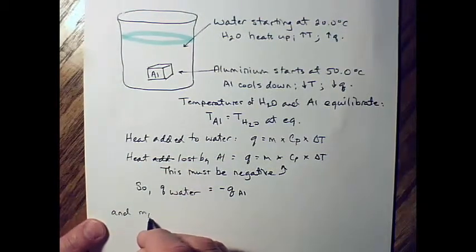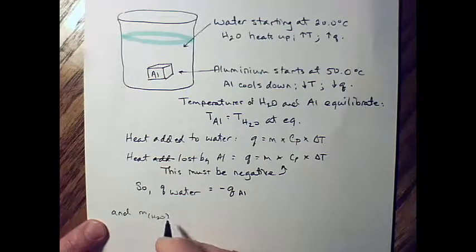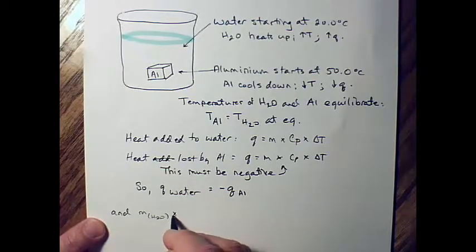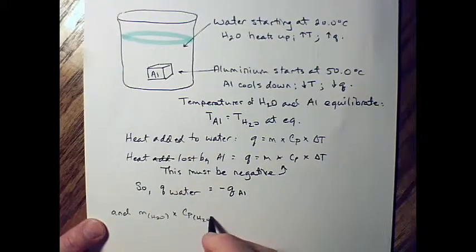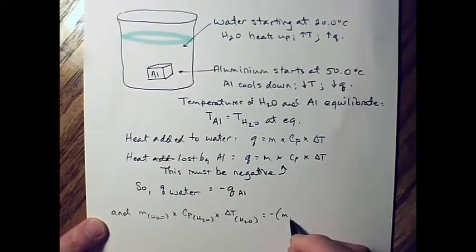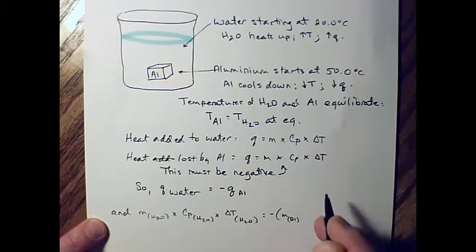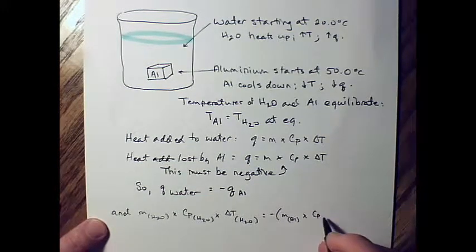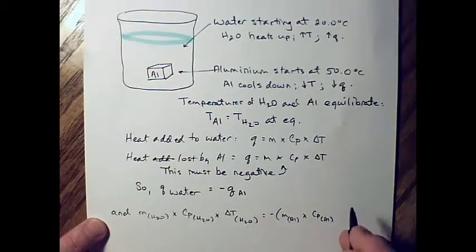The mass for the water times the specific heat for the water times the change in temperature for the water is equal to the negative of the mass for the aluminum times the specific heat for the aluminum times the change in temperature for the aluminum.